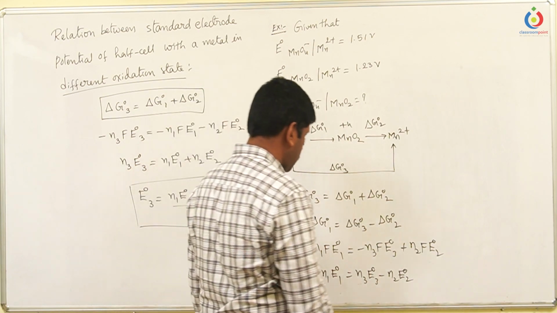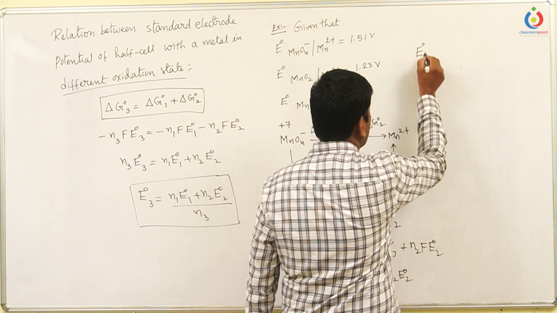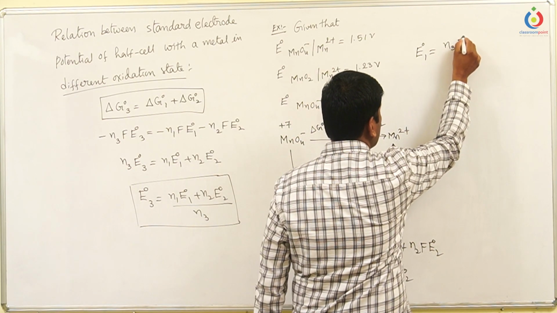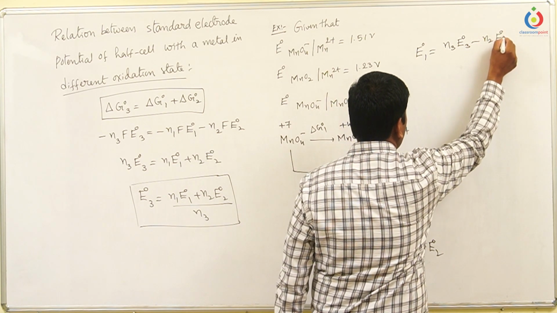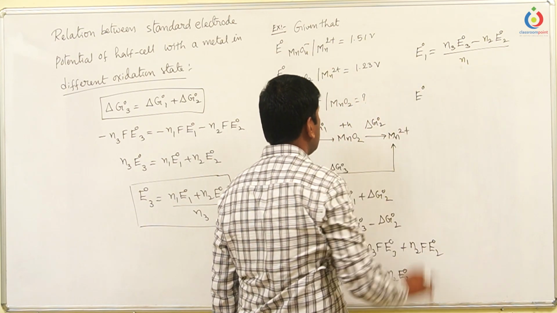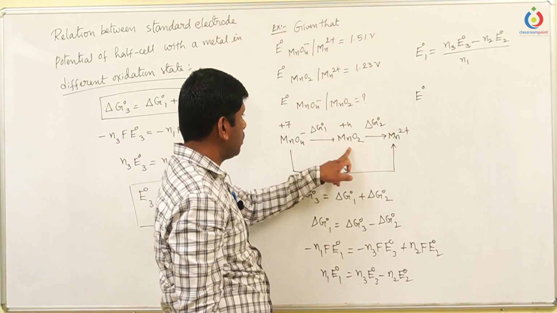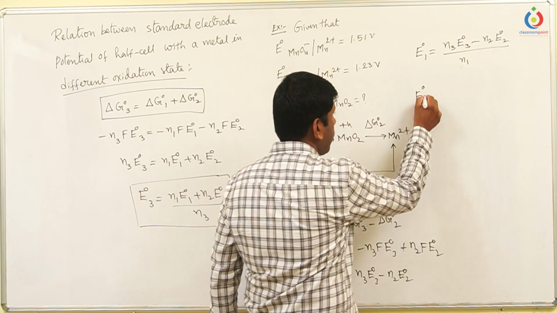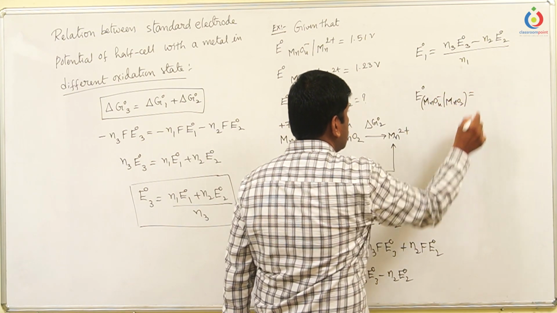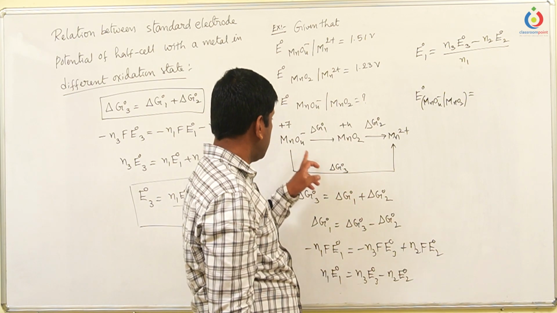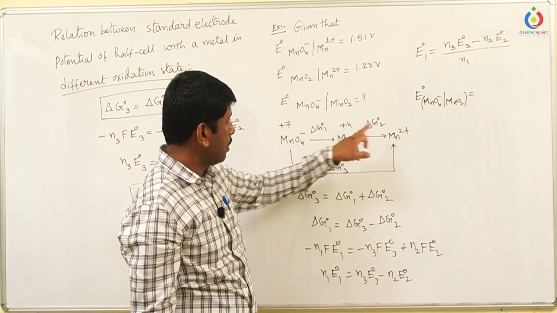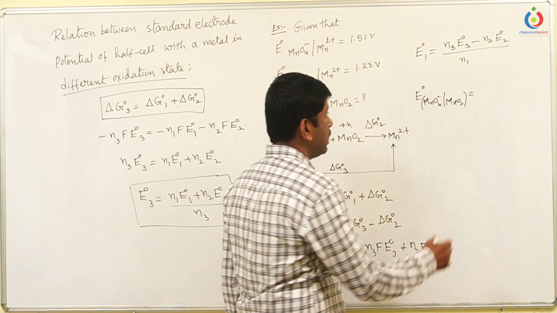Now send the N1 value to that side, so E01 equals N3 E03 minus N2 E02, divided by N1. Let us substitute those values. E01 means MnO4 minus to MnO2. So E01 equals N3, and N3 means in this overall reaction how many electrons are exchanged. +7 to +2, so 5 moles of electrons are exchanged.